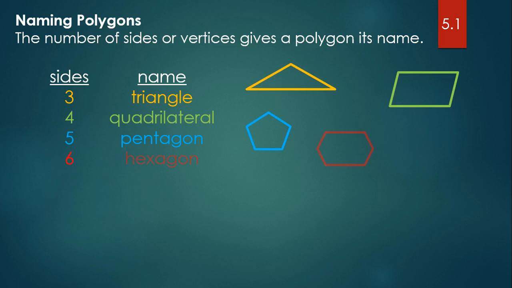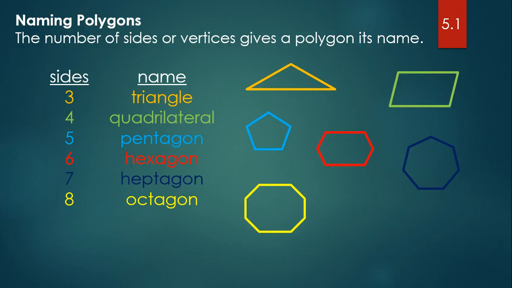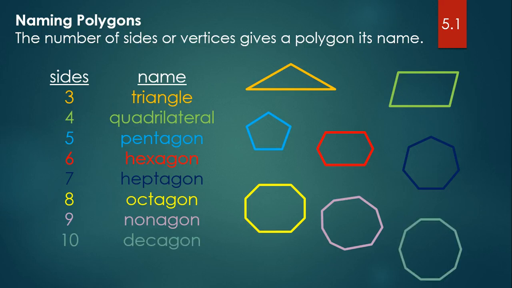A six-sided polygon is a hexagon. With 7 sides, we have a heptagon. 8 sides, we have an octagon. 9 sides, we have a nonagon. And 10 sides, we have a decagon.